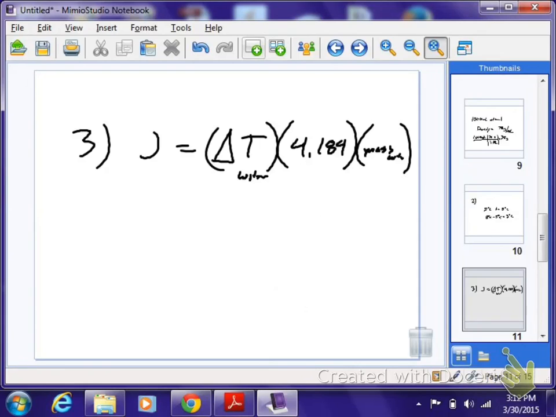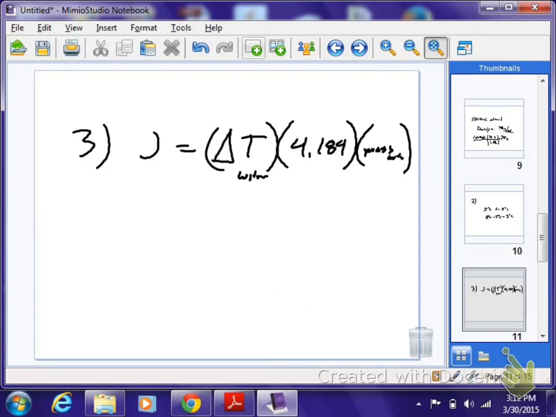So on number 2, you have the change in temperature. The 4.184 is just a number we always use with water. It tells us how much heat is gained when we have a certain temperature change and a certain weight. And the mass of water is the answer for number 1. So we should be getting a number in the thousands, right? And the unit is joules. J for joules.